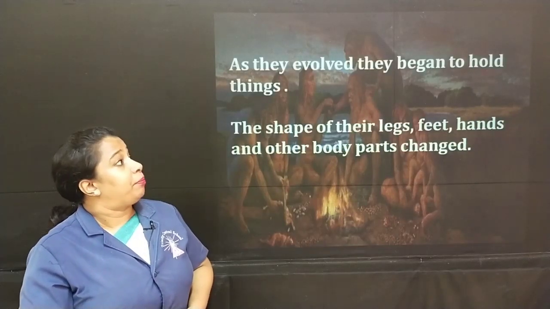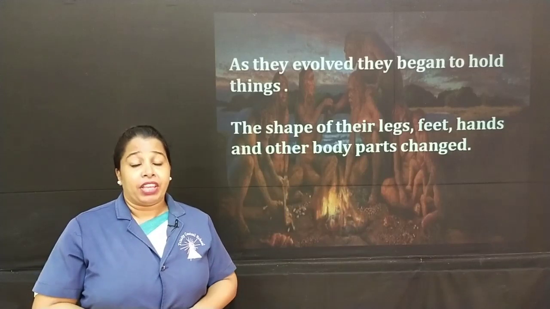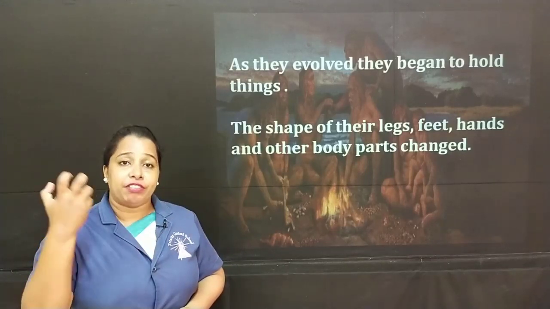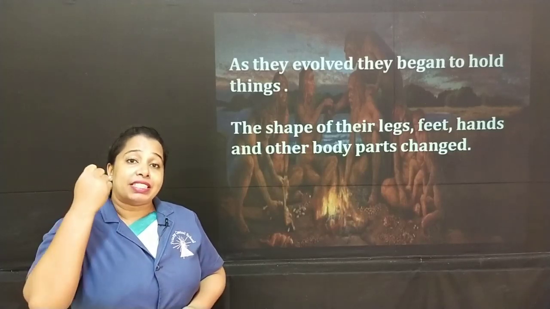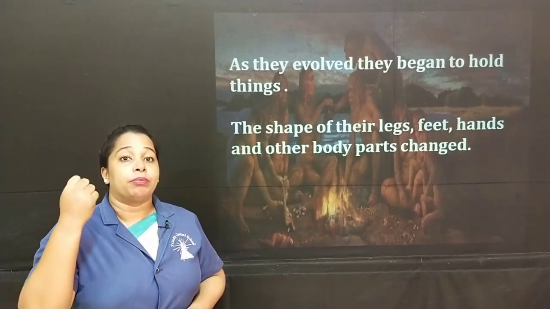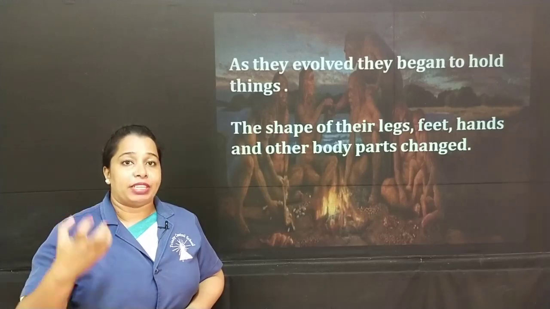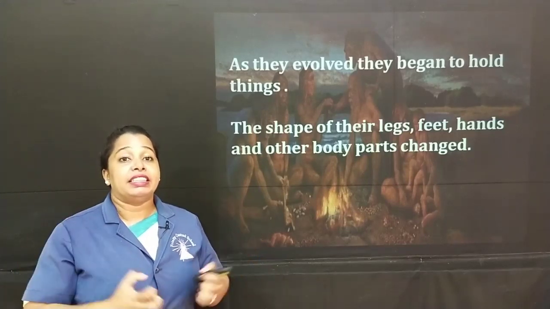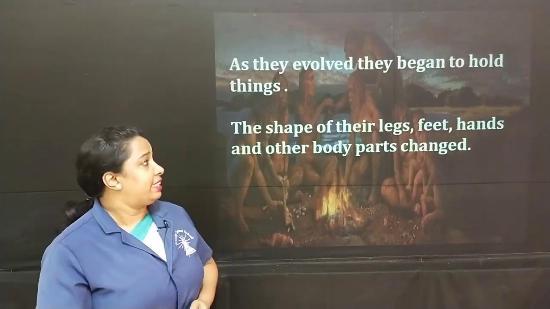As they evolved, they began to hold things. They were jumping from one branch to the other, and when they were jumping, the muscles and bones of their wrist evolved. They became stronger. Their fingers became flexible and they were able to hold things.